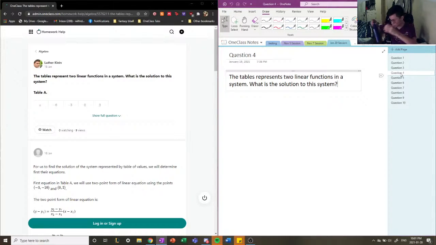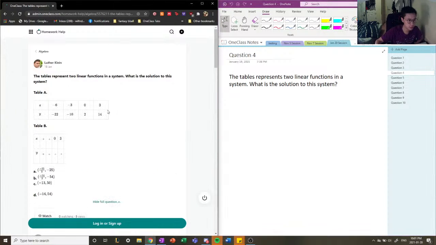All right, so the next question reads, the tables that are presented in the question represent 2 linear functions in a system. What is the solution to the system? The first thing that we need to do before we even find a solution to our linear equations is to figure out what our linear equations are. They gave us a table of values, and that's all we really need to find our linear equations. And the second part is to find a solution to that system.